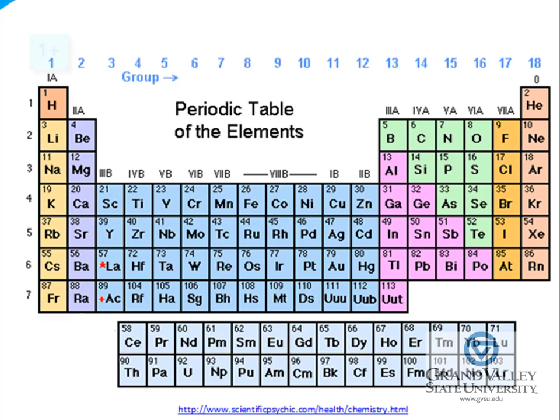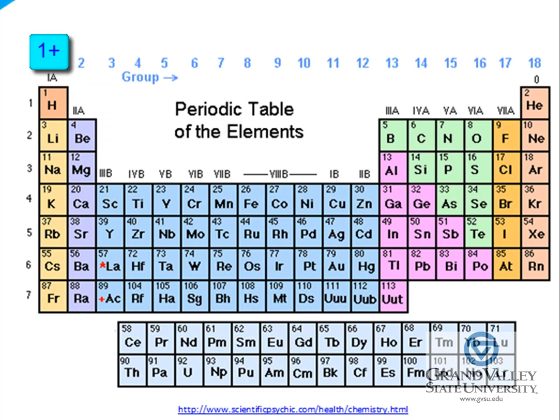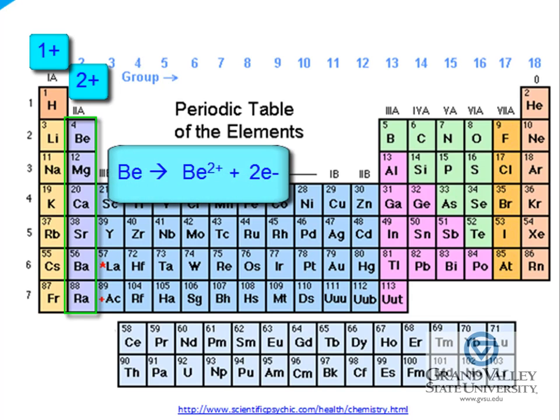Notice that for group 1A, the charge is 1+. This means that one electron was lost to form a hydrogen ion, lithium ion, and so forth. For group 2A, the charge is 2+. This means that 2 electrons were lost to form the beryllium ion, the magnesium ion, and so forth.